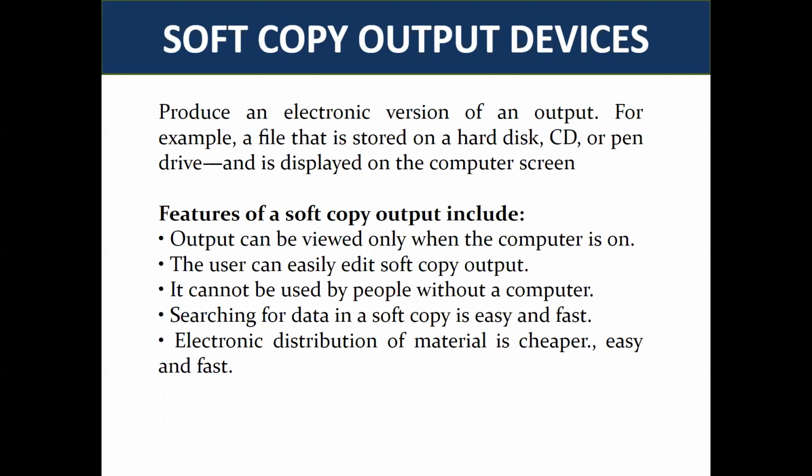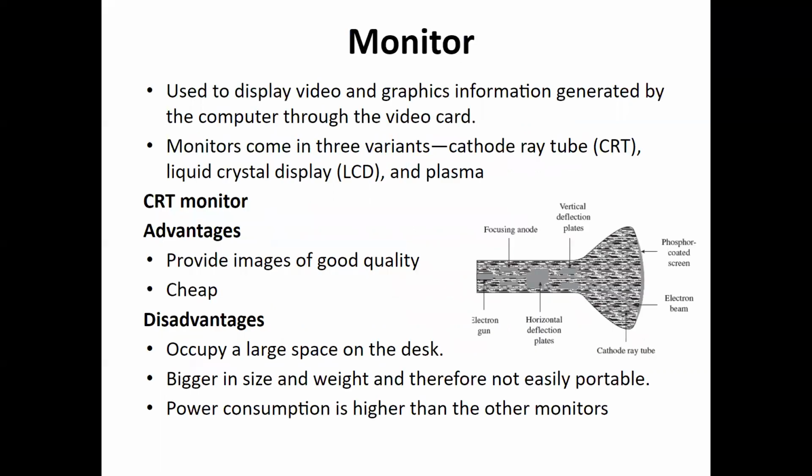Searching for data in a soft copy is easy and fast. Yes, it would be very easy to search something, and it will be very efficient also. And electronic distribution of material is cheaper, easy, and fast, right?